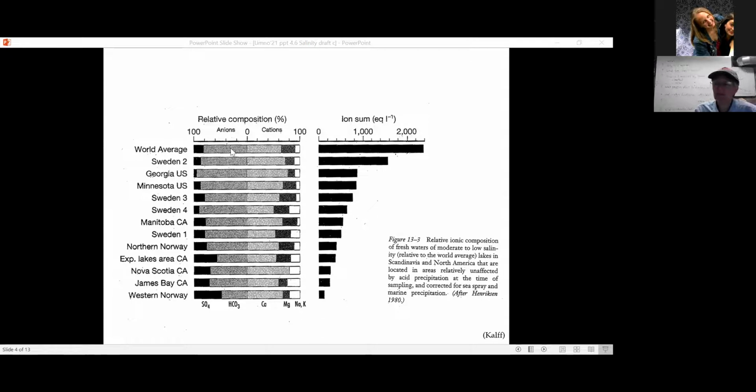Now, it's not exactly the same thing in different parts of the world. This is sort of a worldwide average of moderate to low salinity lakes. But if you look at particular groups of lakes around the world, like Sweden, you can see Sweden has maybe more bicarbonate and a little less sulfate. You look at, in contrast, Western Norway, and if you think about Scandinavia, see what direction are we looking here?